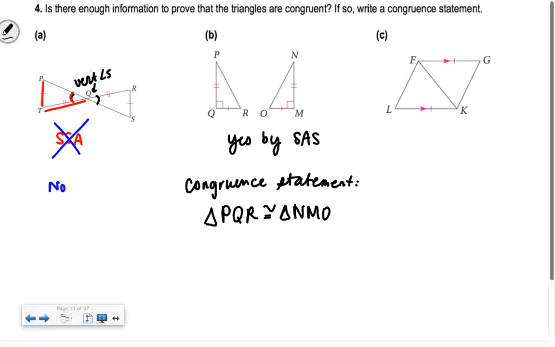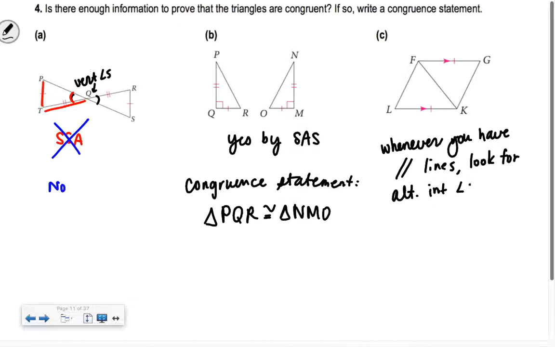Okay, part C. I have some different markings on this one. I have congruent sides. What do those little triangles mean again? What about the lines? They're parallel. Yes, we have parallel lines. So I'm going to write a little note. So whenever you have parallel lines, look for alternate interior angles.